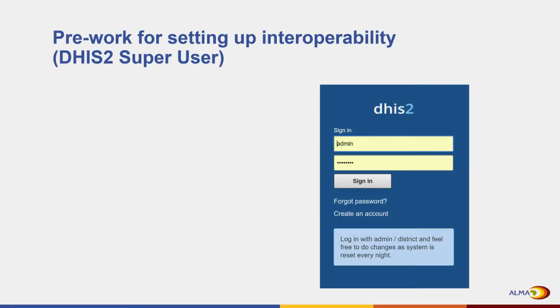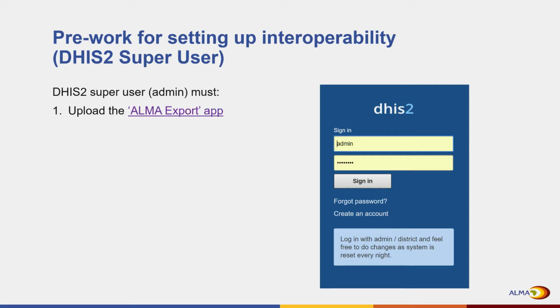Pre-work for setting up interoperability. Before you can link your scorecard to DHIS2, a DHIS2 superuser must first upload the Alma Export app to DHIS2. The Alma Export app can be downloaded by clicking on the link for the supplemental material associated with this lesson.